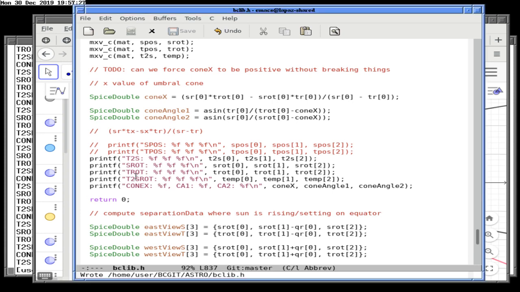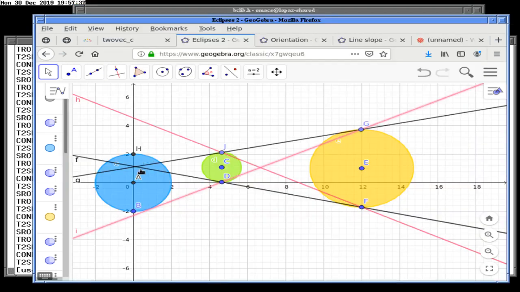Okay, all pushed in. So now we really don't want to know the angle. We want to know the tangent of this angle, because the tangent is a slope, rise over run, and that's the slope of this line.